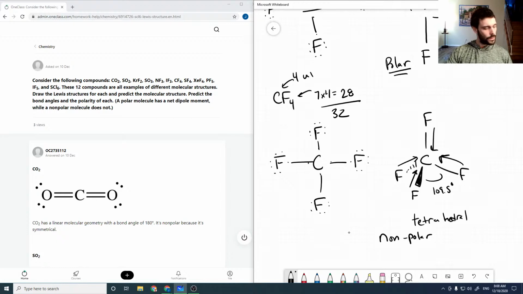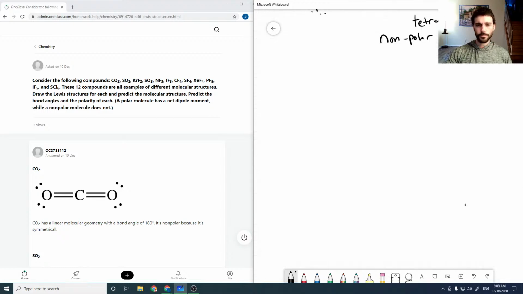Okay, SF4. So here we have 6, and 7 times 4 is 28 for a total of 34. Our sulfur is going to need to form 4 bonding partners. It normally has 6, so it's going to just keep a lone pair.